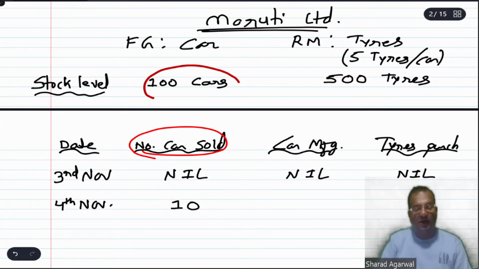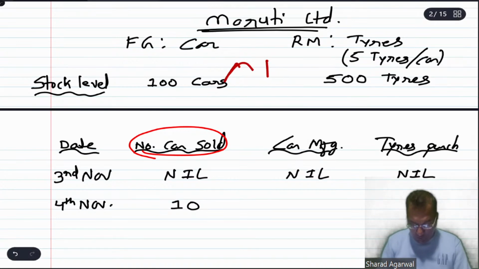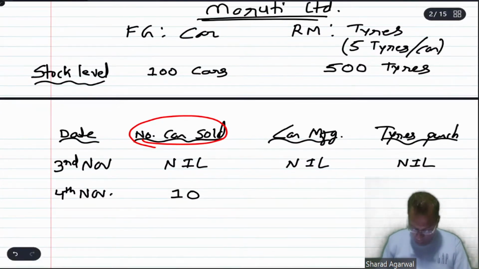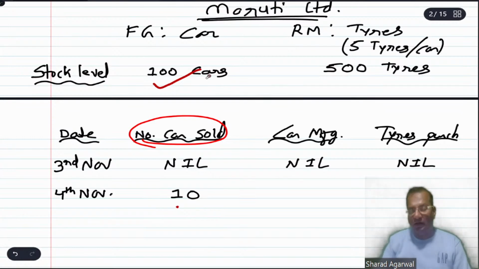It can be any number. It depends on the company. But one thing is sure, there will not be stock in excess of 100 cars. There will not be stock of less than 100 cars. This is the minimum level, this is the maximum level, this is the reorder level. So on 4th of November, 10 cars demand is there. So you can deliver these cars from this 100 cars. The 100 has now been reduced to 90.